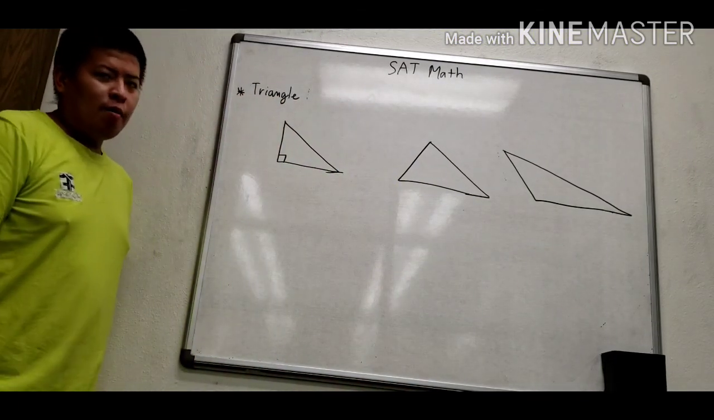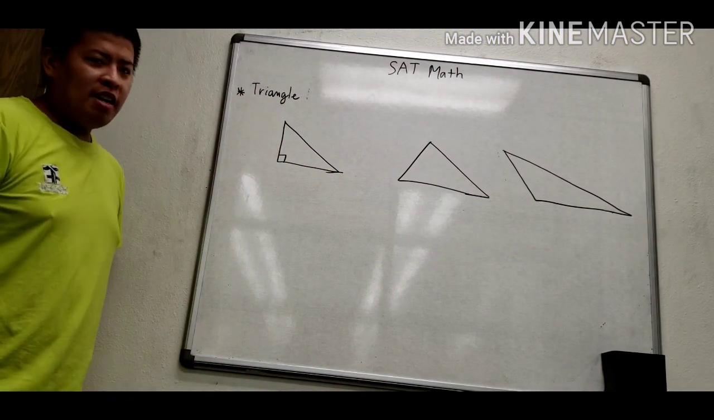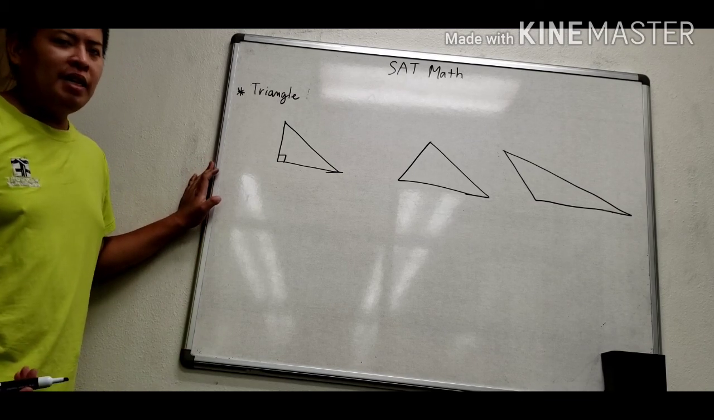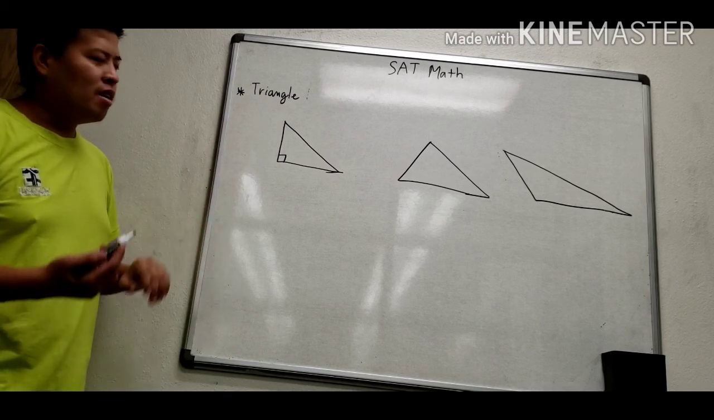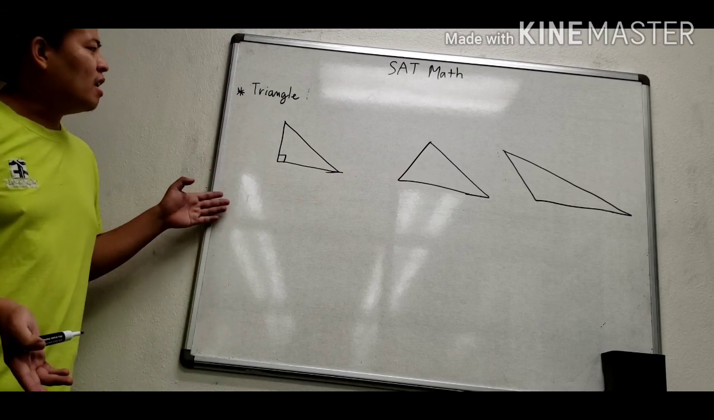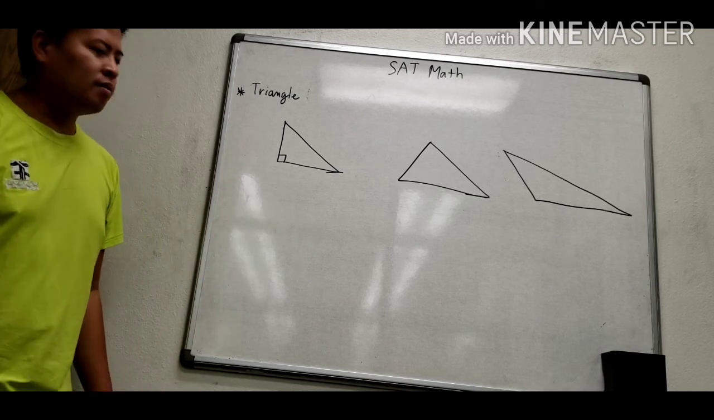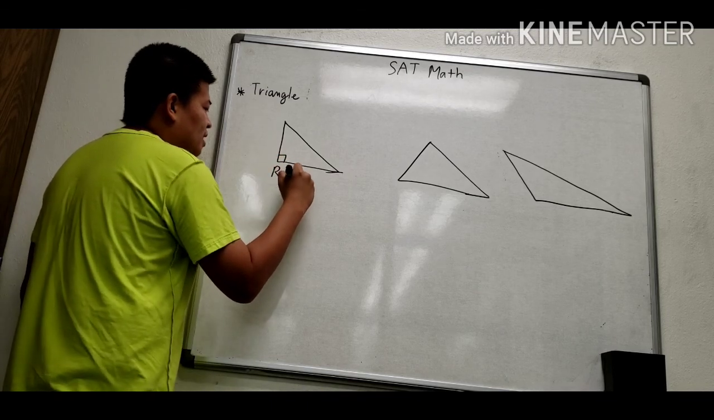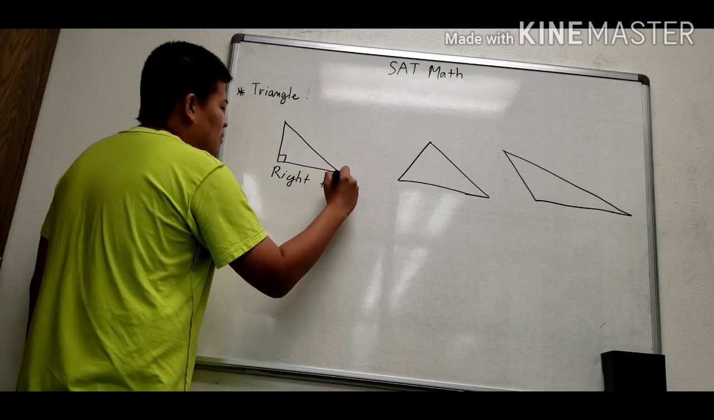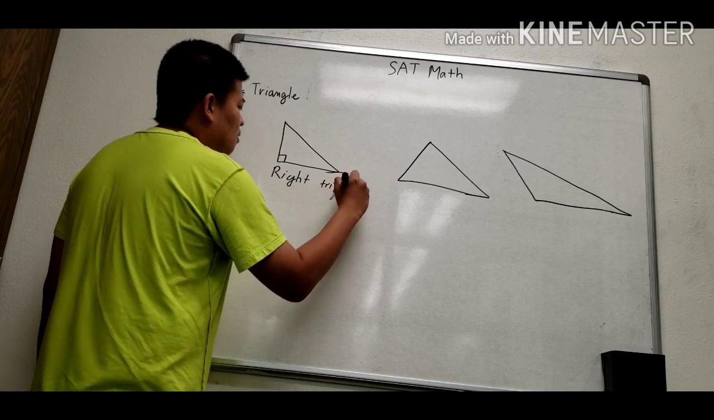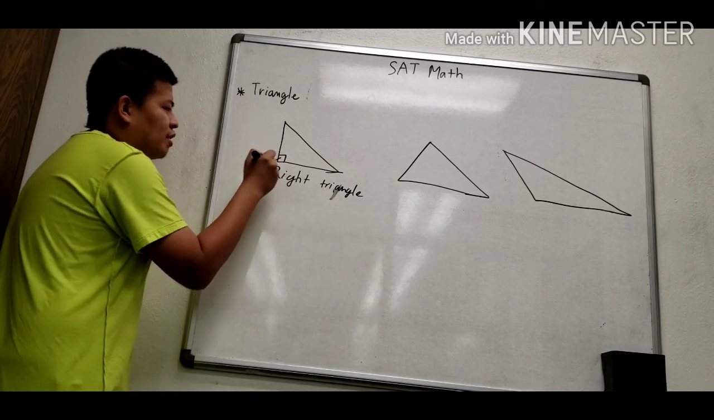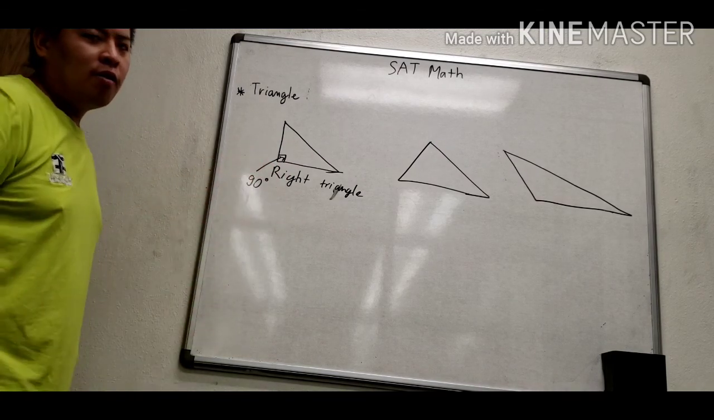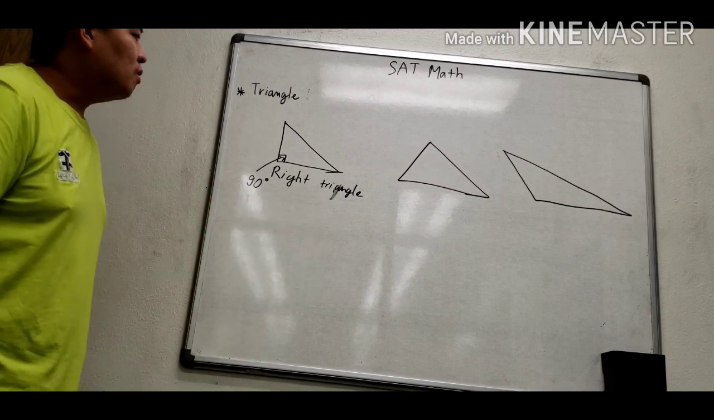So now I will talk about triangles. Triangle is the first object of the SAT math geometry, and you need to learn about the basic triangle so that you can understand different kinds of objects. The first one, this is the basic one, we call a right triangle, because the right triangle has 90 degrees in this area, that's why we call it a right triangle.